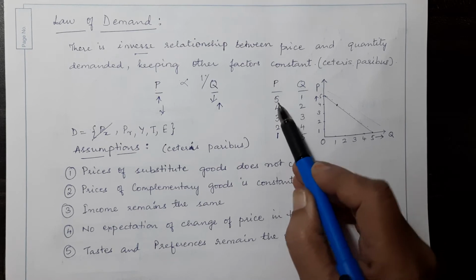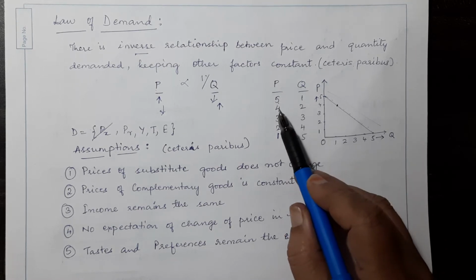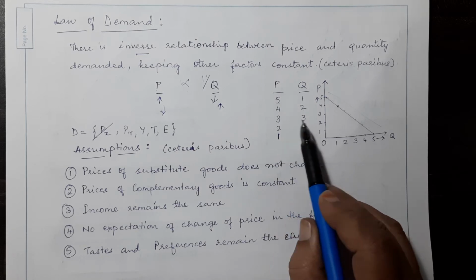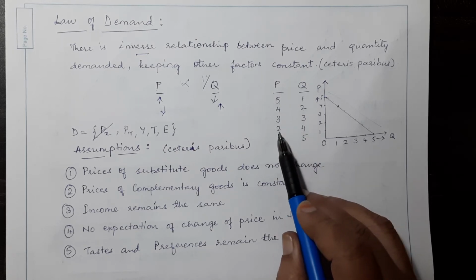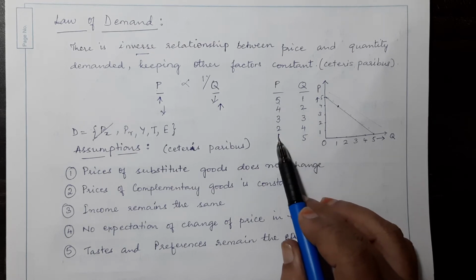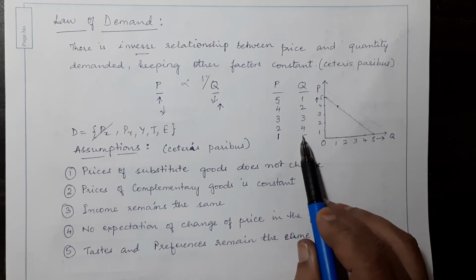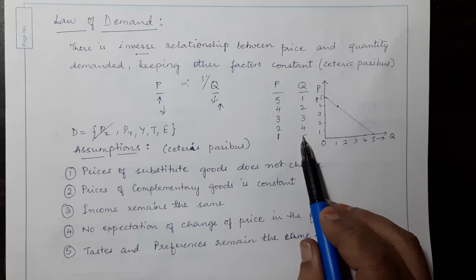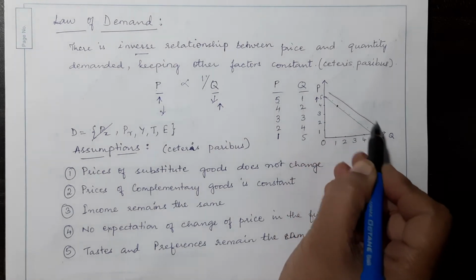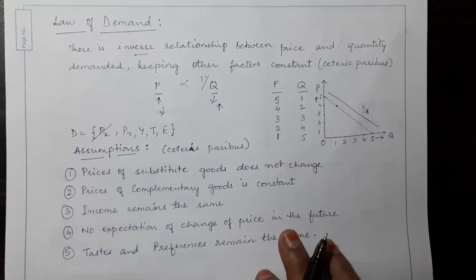Now, let's understand this with the help of some numbers. When price is 5, quantity is 1 unit. When price is 4, quantity is 2 units. When price falls to 3, quantity increases to 3. And when price falls to 2, quantity further increases to 4. And when price falls down to 1 rupee, the quantity increases to 5 units. Now, if we try to plot the graph, as we saw just now, it is a downward sloping curve.